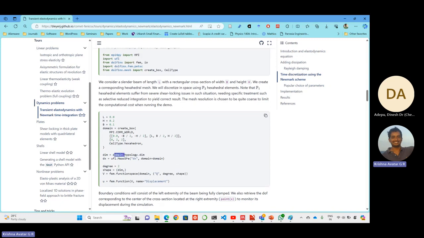And dim is domain.topology.dim. It will give us the topological dimension of this domain. Since it's 3D, the dim value will be 3.